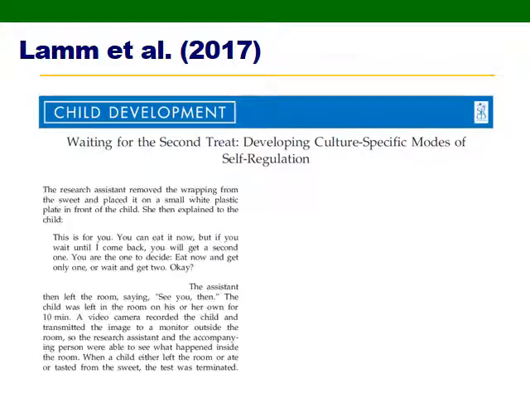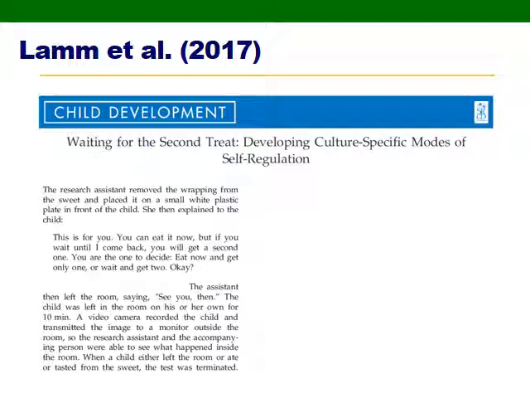Here's a screenshot from the actual published study that this example is based on. It was published in a very well-known psychology journal called Child Development, and there's the title of the study. Now, here's a description of what the researchers did, right? Removing the wrapping from the marshmallow, placing it on a plate in front of the child. You can eat it now and you get only 1, or you can wait and you'll get 2. And they were left with a video camera that monitored what the child did while the adult was gone.